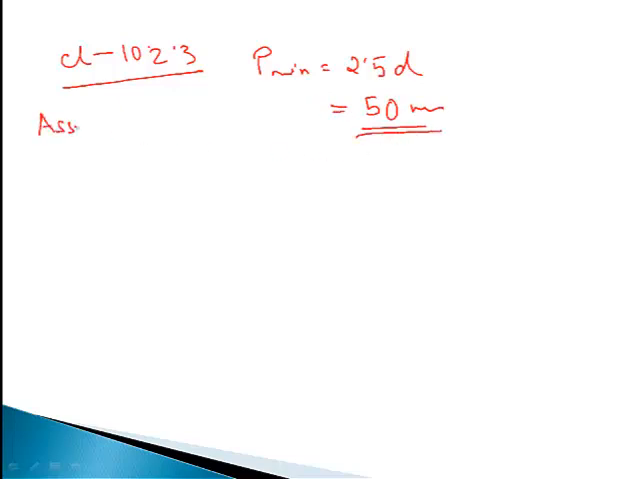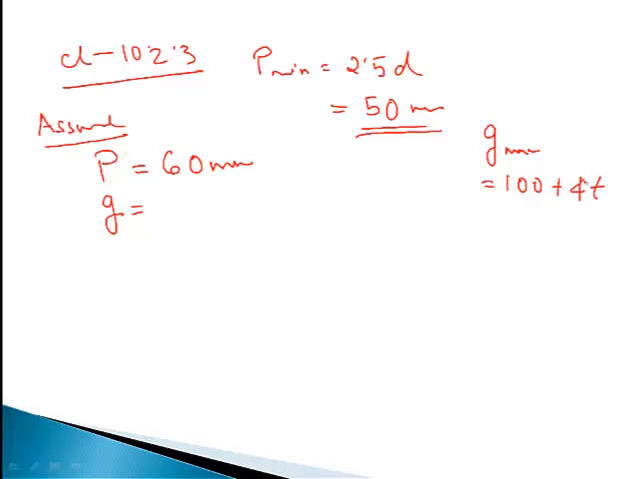So now you can assume whatever you want to. Let's be just a little higher than the minimum, 60 mm. Okay, gauge: we have no IS code recommendation for minimum gauge, but we have for maximum gauge, that it will be 100 plus 4t. It's all given in the clause, I think clause 10.2.3.3. So if you forget any minimum or maximum recommendation, you can just follow the IS code, you will get all the answers.